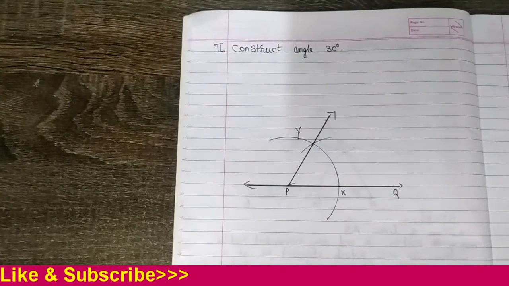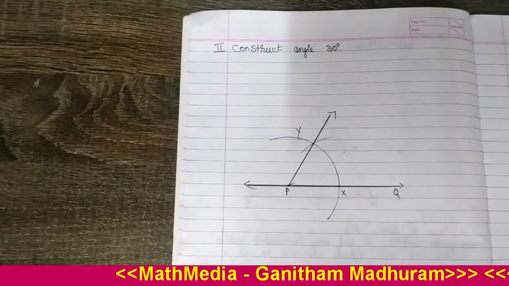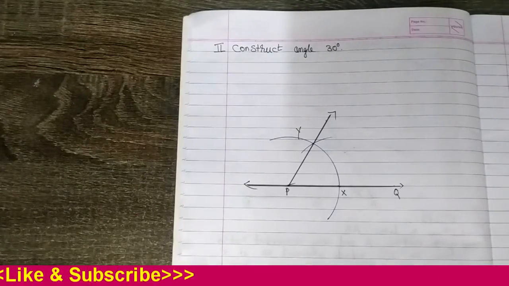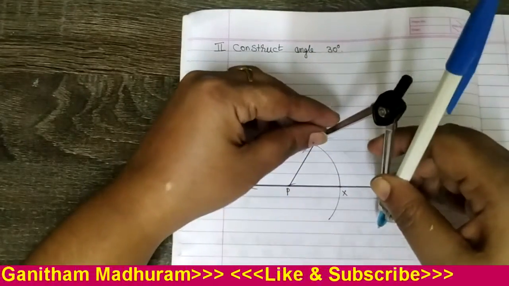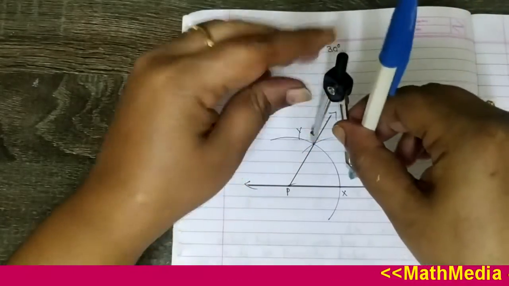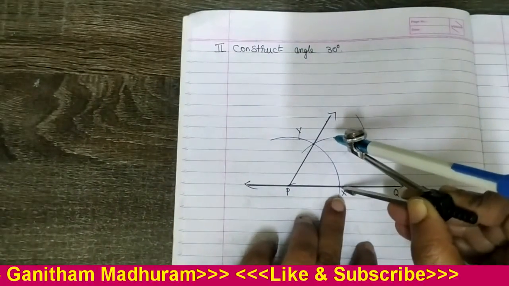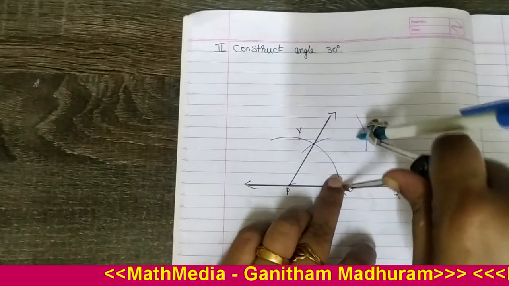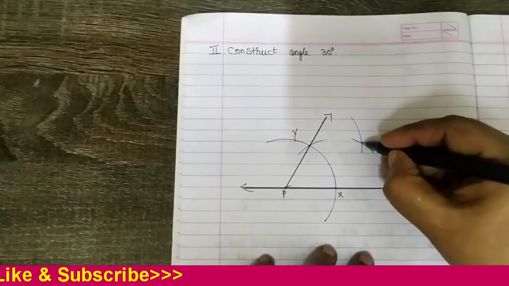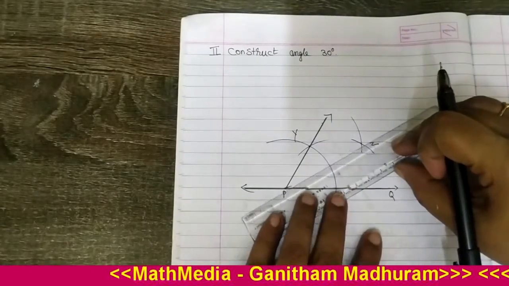Now we have to bisect this angle. For that, we have an arc XY. Take more than half of the radius of XY. I am taking almost the same radius as XY, and with the center Y, draw an arc. With the same radius at the center X, draw another arc. Mark the point of intersection as Z. Now you have to join PZ.